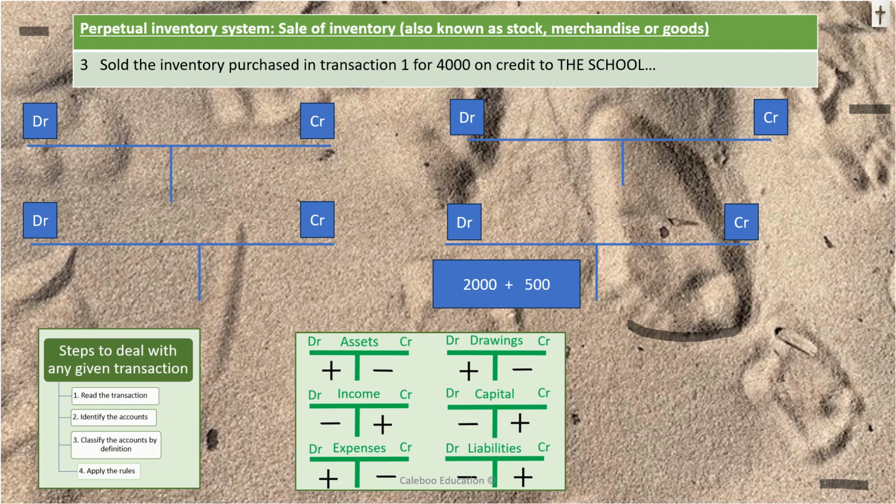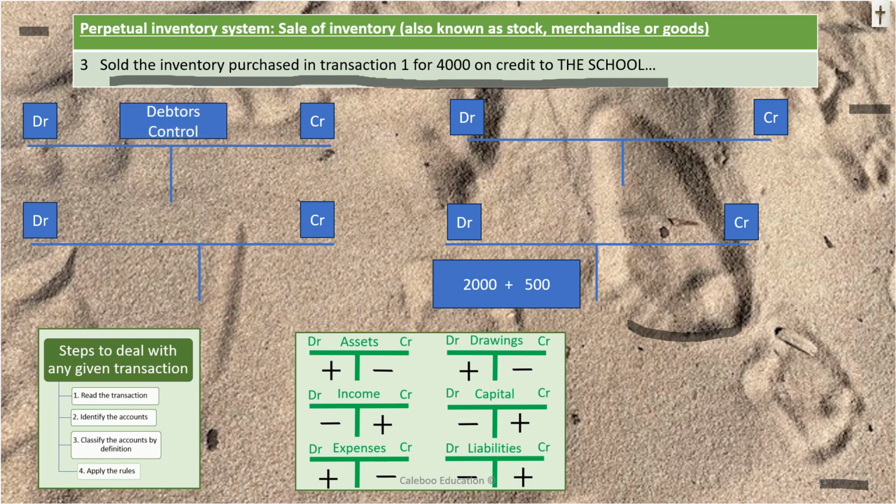Right, transaction number 3. Sold the inventory purchased in transaction 1 for 4,000 euros. This stock was sold on credit to the school. So we follow these steps: read the transaction, identify the accounts, and there I've popped one up already, debtors control. These items were sold, the stock was sold on credit. So that brings into account debtors.